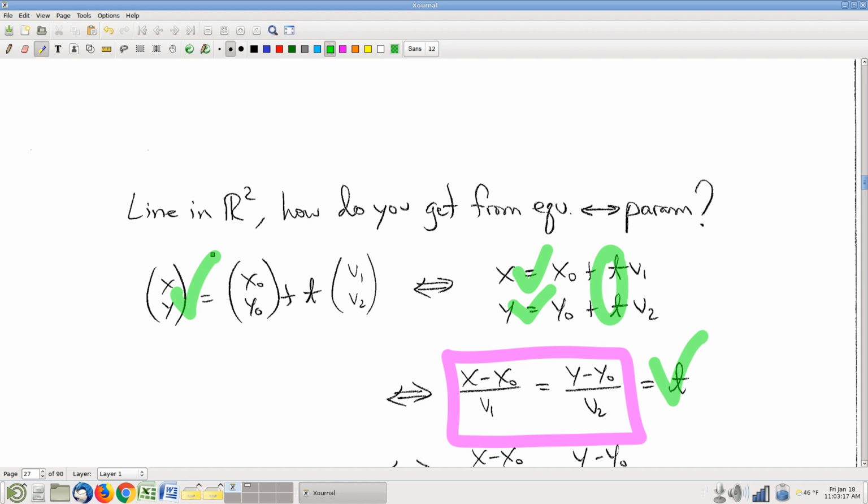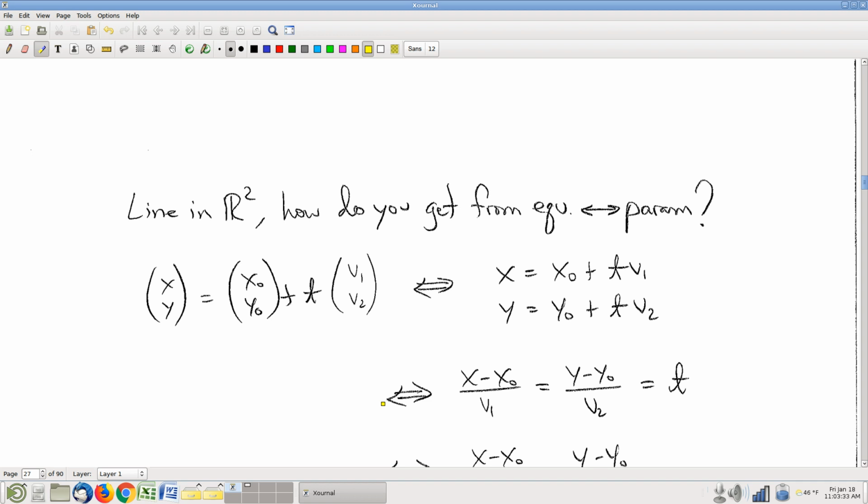And this is a test. This is an equation. You give me an x comma y, and I can plug in and see if this equation does or does not work. Okay, so that's the little trick.